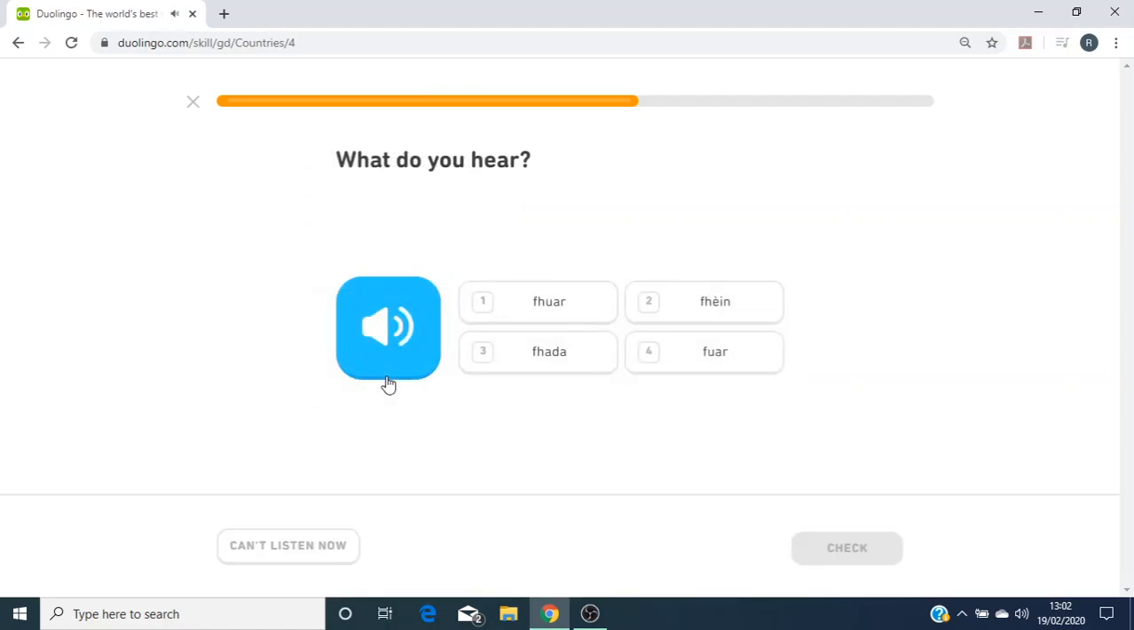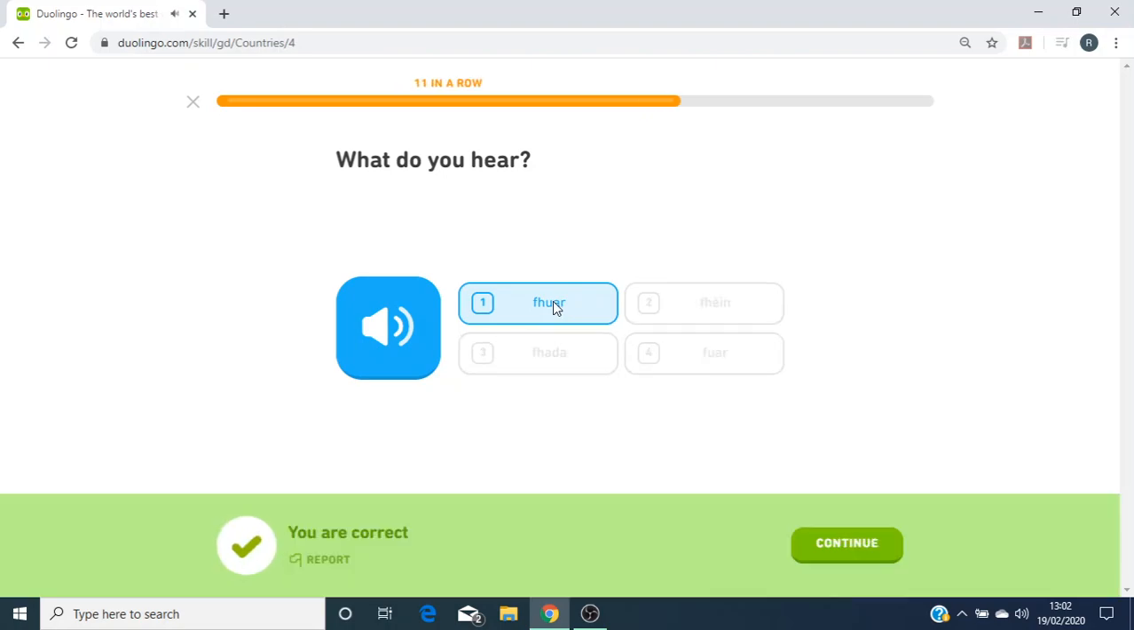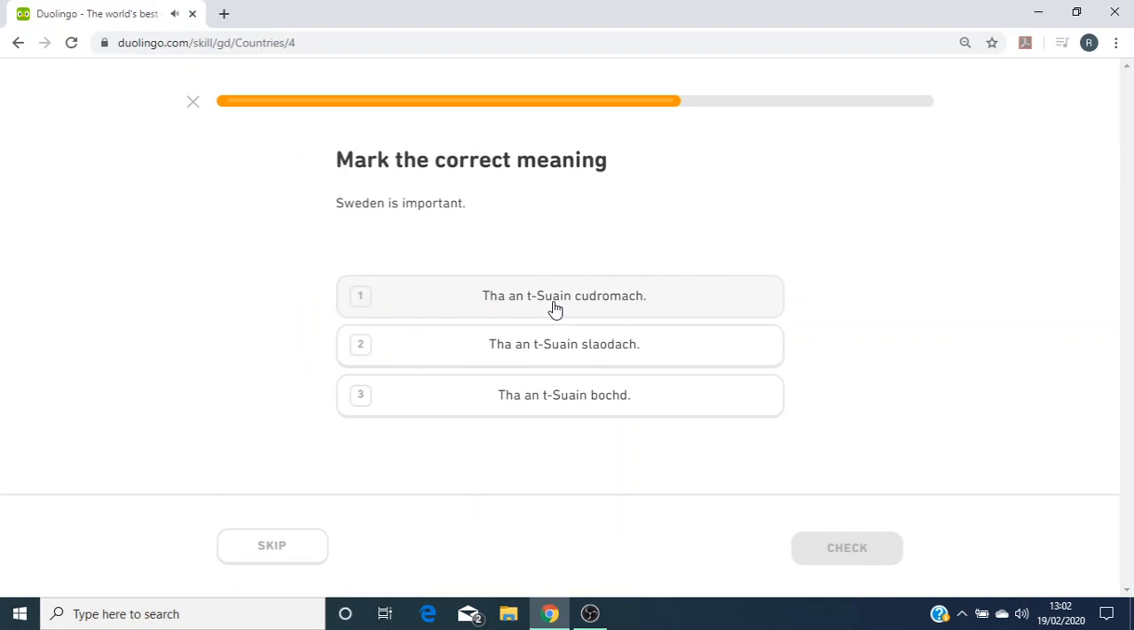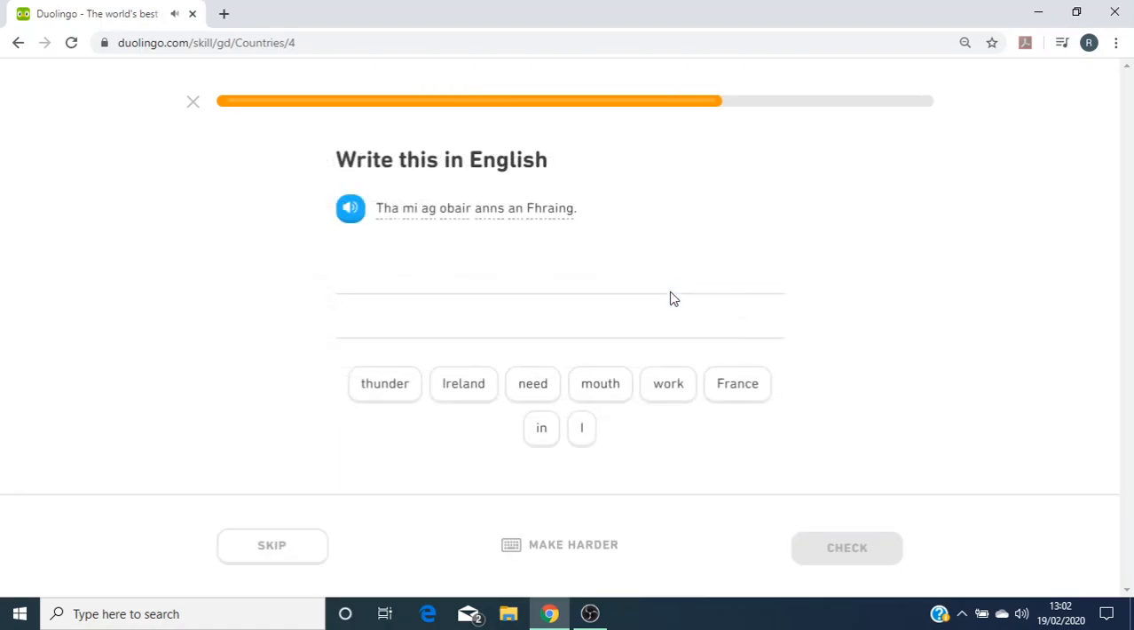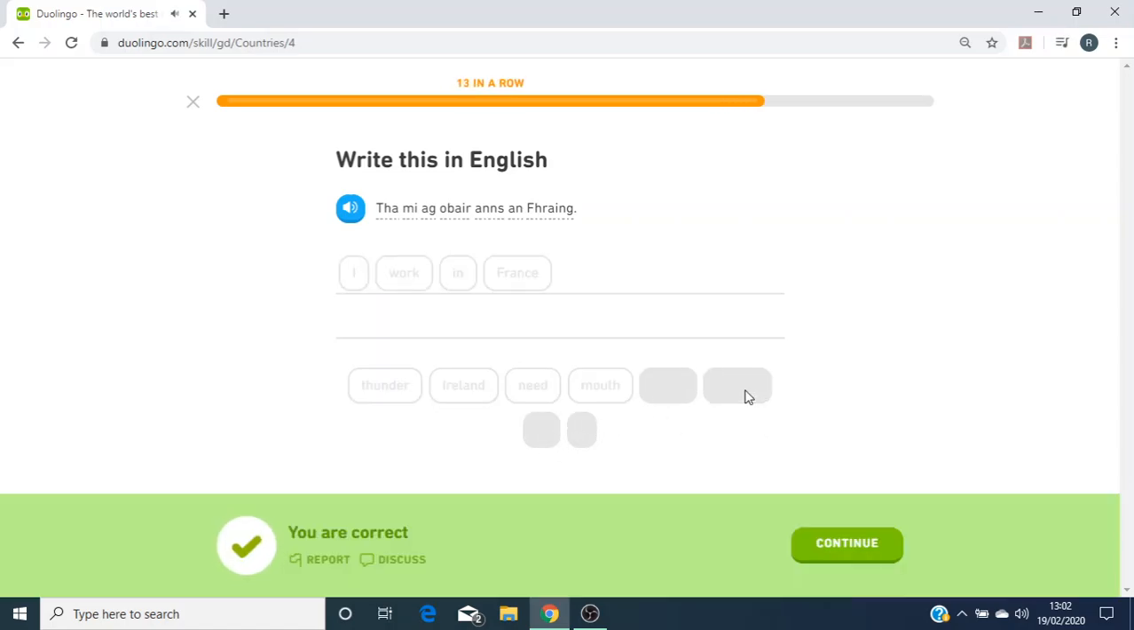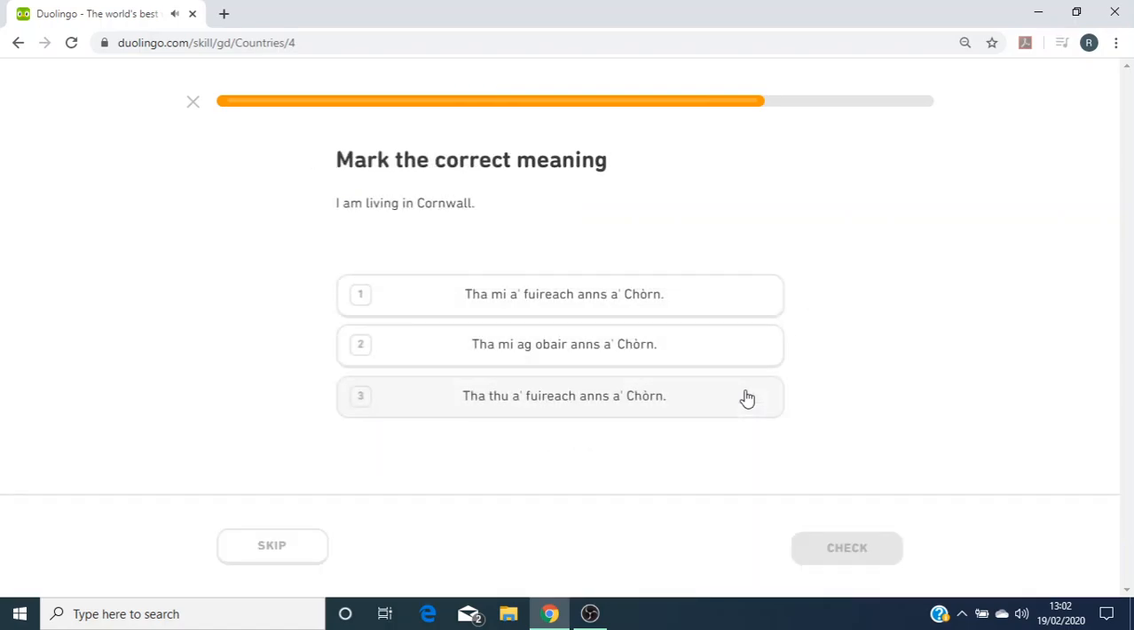And it just likes to cut off mid-sentence. Sweden is important. I work in France. I am living in Cornwall.